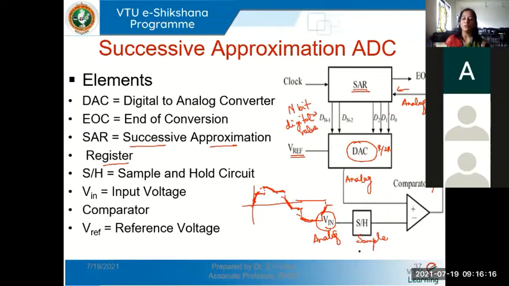Why do we need to do this? Can somebody tell me why do I need to do sample and hold? I am taking a sample for a given instant of time, say t1, and I'll hold it for an instant of time t2. Why should we do that?